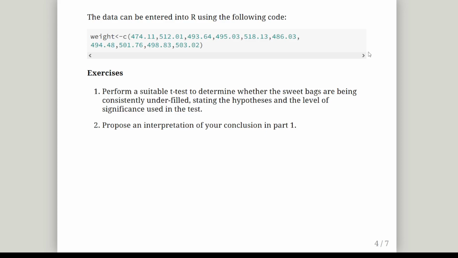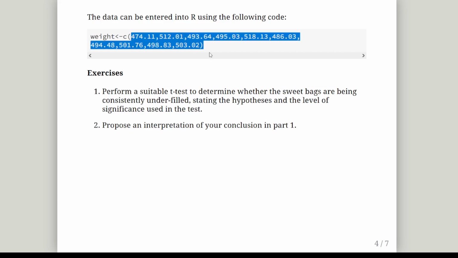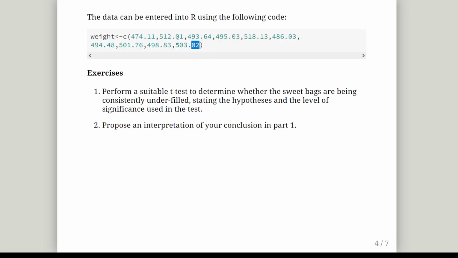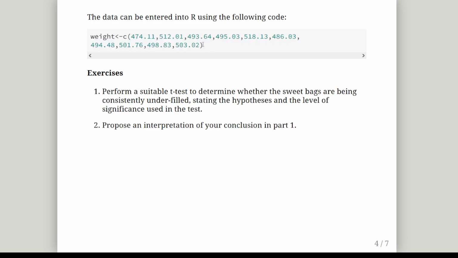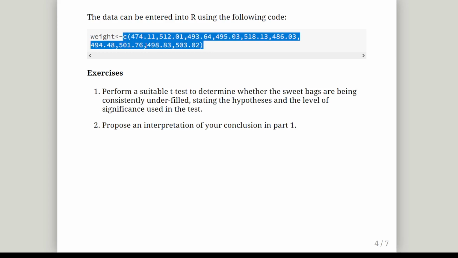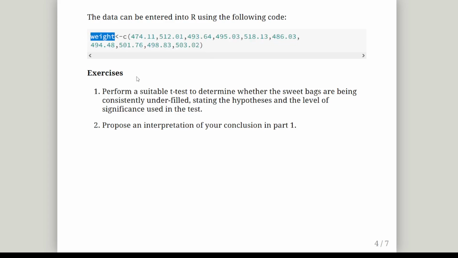So we can create the data and input it into R using the following commands. That's our data there. We don't really need to put in the bag numbers. It's a single data set. So just create a vector of all the numbers, and we use the c command, which is to concatenate or combine them into a single object called weight.